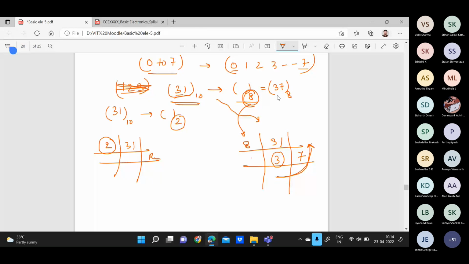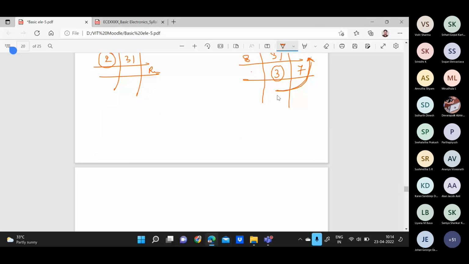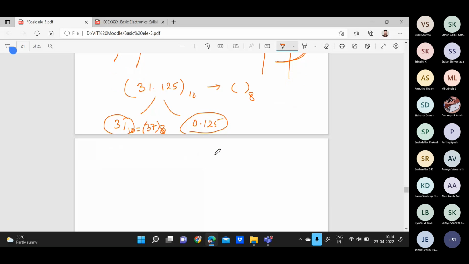Okay, now in the same case, for example, you have 31 point, suppose anything like 125, like this you have. This is in the decimal numbers, and you need to convert into the octal. How you will do it? Separate. The procedure remains the same, okay? Only the base value will change. So what you will do? Separate 31 and separate decimal numbers. That we already saw. 31 is 37 in octal. Now you tell me what will be the procedure to convert this decimal value.